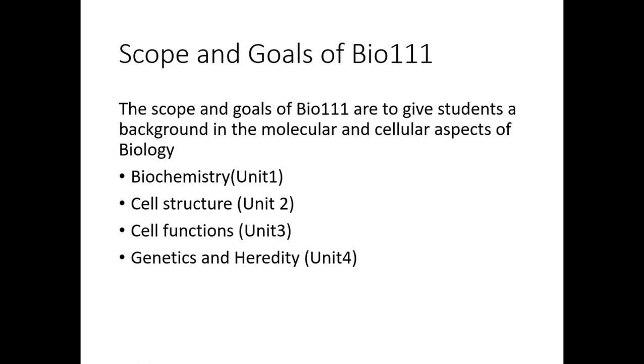The 4 units that we're going to have are going to be on biochemistry, that's Unit 1, cell structures, that's going to be Unit 2, cell functions, that's going to be our 3rd unit, and our 4th unit we're going to end the semester by having a unit on genetics and heredity.